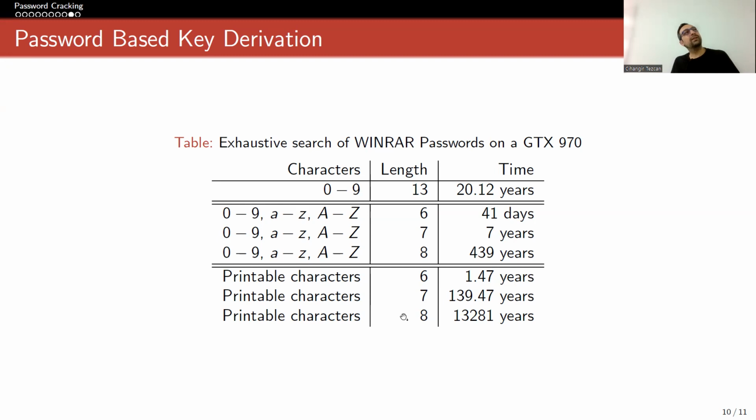But again, this number is not that large, because you might say that, okay, 13,000 years is actually large. But this means that, again, this is an old GPU. With new GPUs, this number will be maybe 2,000 years. Again, you might say that nobody will wait for 2,000 years. But if you have thousands of GPUs, you can do it in days. This is why you should go further and do it for 9 characters, okay?